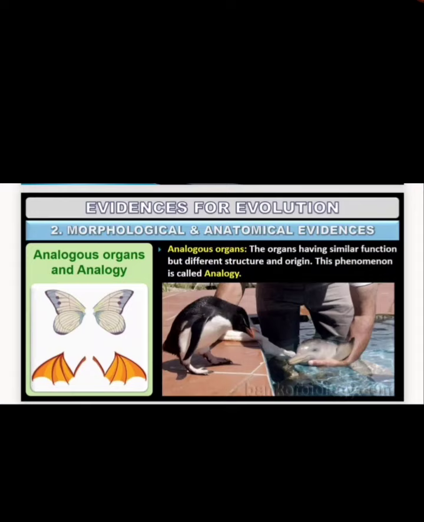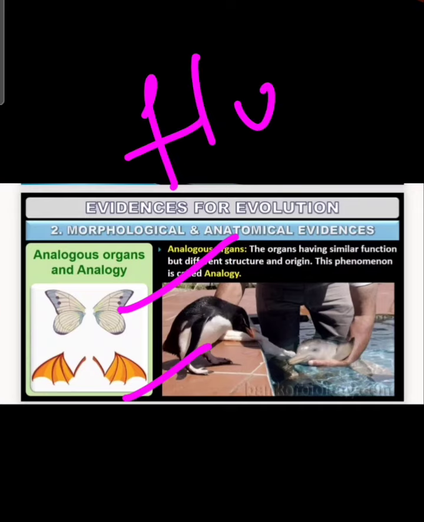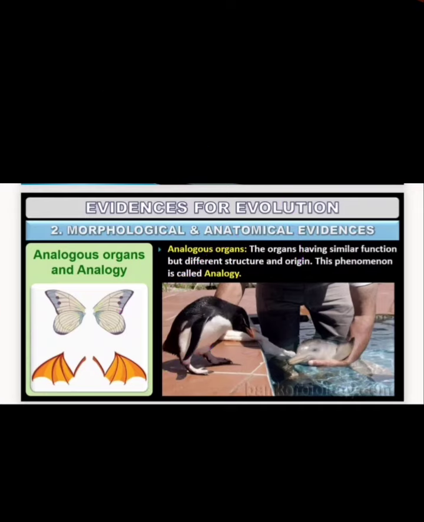So what are analogous organs? Analogous organs are organs having similar function but different structure and origin. This phenomenon is called analogy. If you consider this structure, it is completely different, but they both have the same function, which is to fly. The wing structure may be different but they are used for the same purpose, to fly. Then we call it analogous organs or analogy.